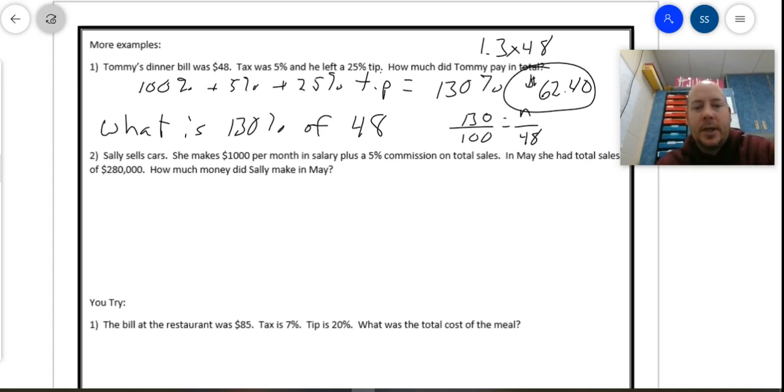All right, number 2. Sally sells cars. She makes $1,000 per month in salary plus 5% commission on total sales. In May, she had total sales of $280,000. How much money did she make?